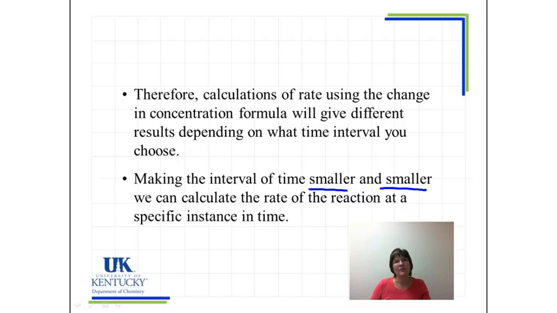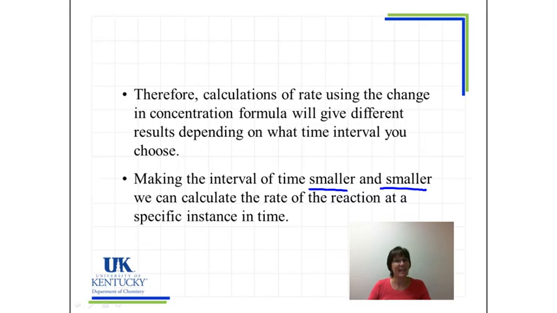Now, if we think about this in terms of a car traveling, let's say you're traveling for a couple hours, and you measure the distance that you traveled in those 2 hours, and let's say that you find that you went 140 miles in that 2 hours of time. You could say that over those 2 hours you traveled at 70 miles per hour.